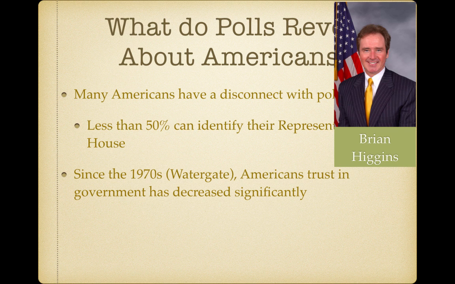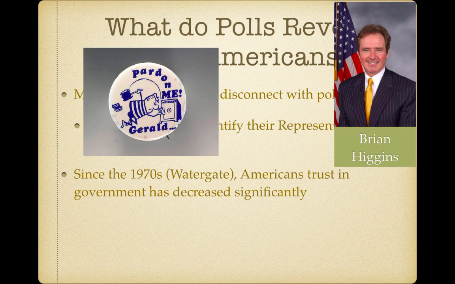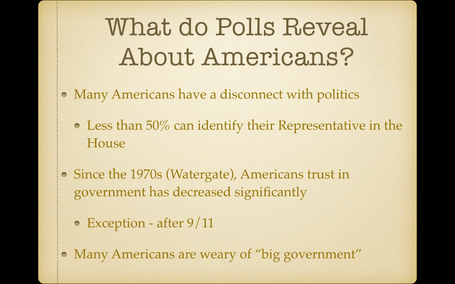Since the 1970s, especially with Watergate, we talked about this in the last video, Americans' trust in government has decreased significantly. So polls reveal that Americans really don't trust their government. And again, a lot of it goes back to the 60s and 70s. The lone exception is after 9/11 when that increased, but it really went back to low levels shortly after. And many Americans are weary of big government.